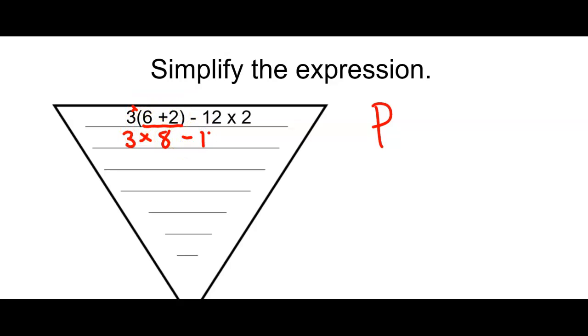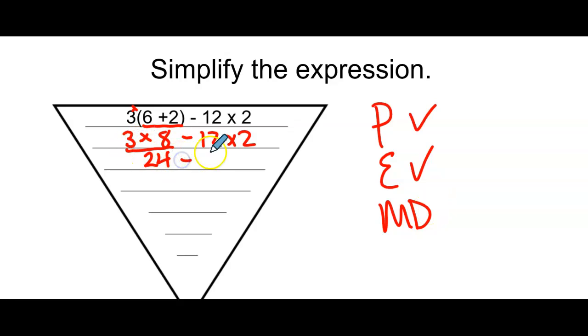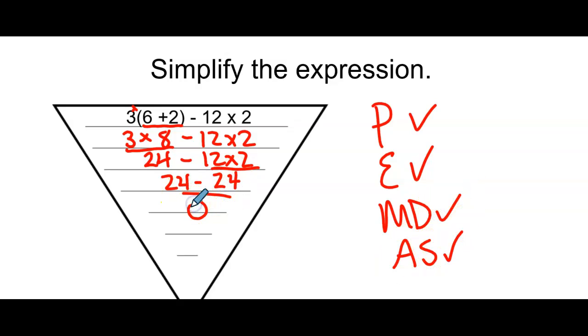So 3 times 8 minus 12 times 2. Parentheses done. There are no exponents. Is there multiplication, division? Oh, yes, there's multiplication. So we're going to go left to right. So 24 minus 12 times 2. Finish my multiplication. 12 times 2 is 24. Multiplication, division done. The only thing left is subtraction, and I get a final answer of 0. Okay, so that is the end of my examples.